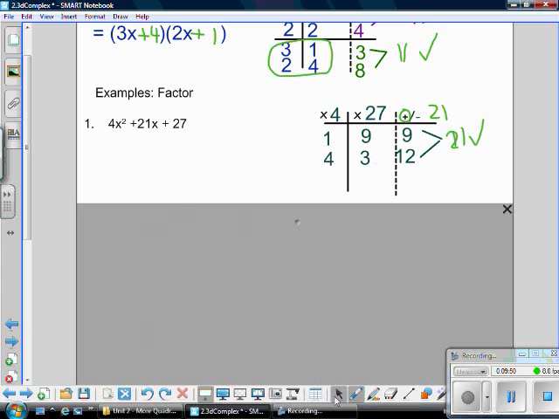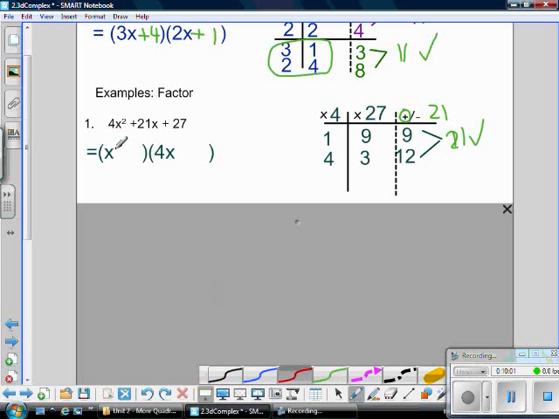All right, so I know that in my two brackets I have my x and my 4x. The 1 has to multiply with the 9. So that means that it's going to have to go in the next bracket. And that means the 3 goes here. Because I'm adding, both have to have the same sign, so this is positive 21, so they both have to be plus.